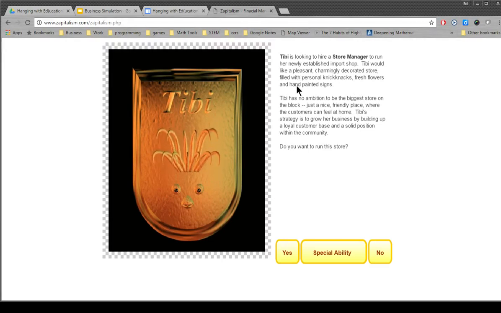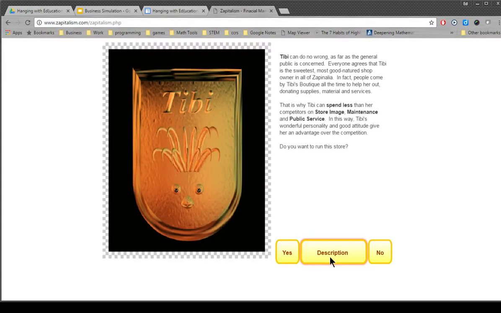And if you look up here at the description, it says, Tibby has no ambition to be the biggest store on the block. Just a nice, friendly place where the customers can feel at home. Tibby's strategy is to grow her business by building up a loyal customer base and a solid position within the community. So I can look at whether I like that description or not, and I can click on special ability if I really want to see what are some of the special features of owning Tibby's shop. There's a lot of information here.